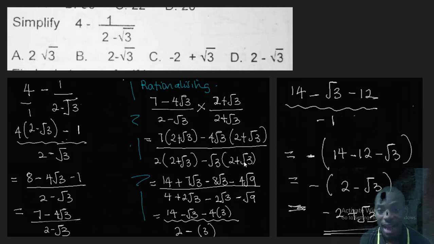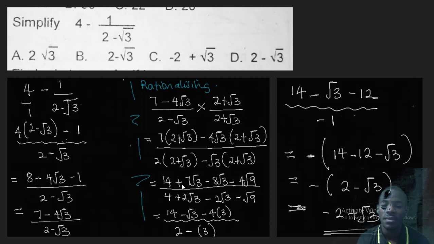I only expanded. Okay, now 7 times 2 is 14. 7 times root 3 is 7 root 3, minus 4 times 2 is 8 root 3. Then minus 4 times 4 is still 4. Root 3 times root 3 is root 9, over 2 times 2 is 4. 2 times root 3 is 2 root 3. Then root 3 times 2 is 2 root 3. Then minus root 3 times root 3 is minus root 9. And that's what I have here.